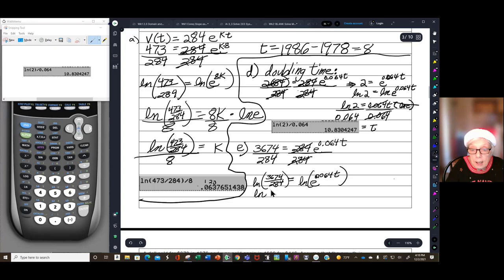Take the ln of both sides. So the ln of 3674 over 284 equals 0.064t times the ln of e, which is 1, so we don't need it. And divide both sides by 0.064, cancel, cancel. Whoo-hoo! Okay, t is going to equal this somewhat ugly thing right here. So let's find out what it is.